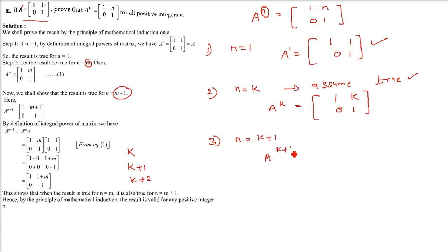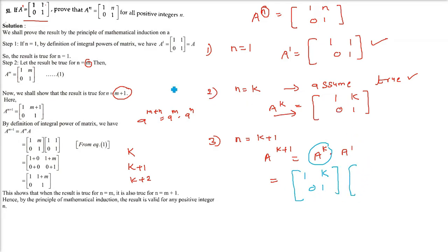So what is A to the power k plus 1? How can we write A to the power k plus 1? If I write A to the power m plus n, that simply means A to the power m into A to the power n. So A to the power k plus 1 can be written as A to the power k times A. What is A to the power k? We just wrote it, and we also said that it is true: [1, k; 0, 1]. And what is A? It is already given: [1, 1; 0, 1].